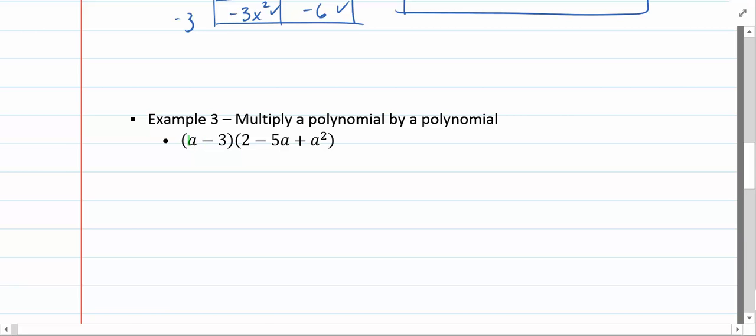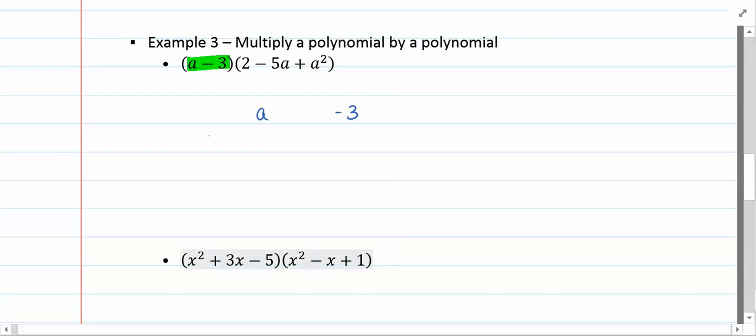So the first thing that we have to do is rewrite one of these polynomials as a column along the top of a table. So I'm going to write this as a and negative 3. Then I'll write the second polynomial as a new column down the left-hand side. So this is a 2, negative 5a, and a squared. And then from here, I'll just fill in the rest of the table.